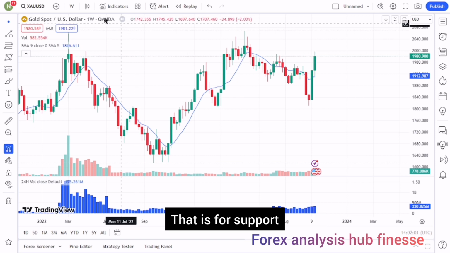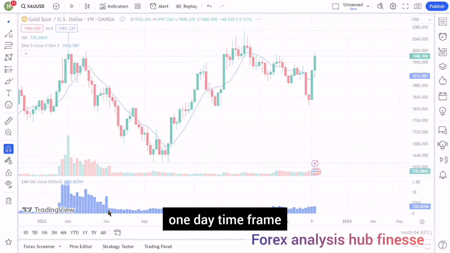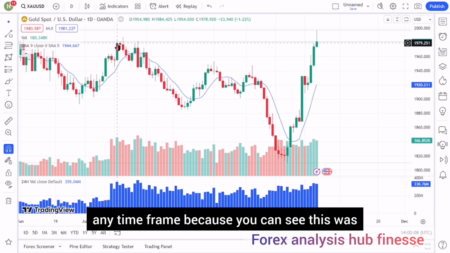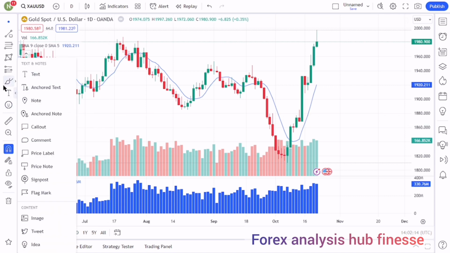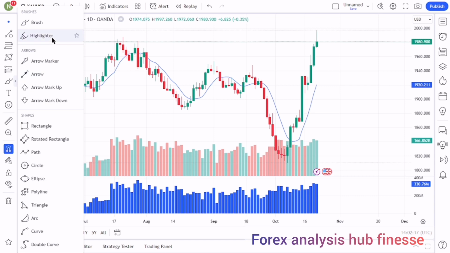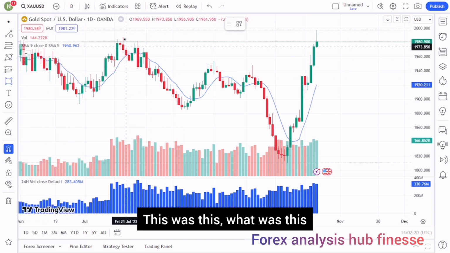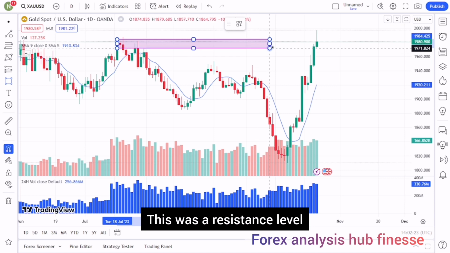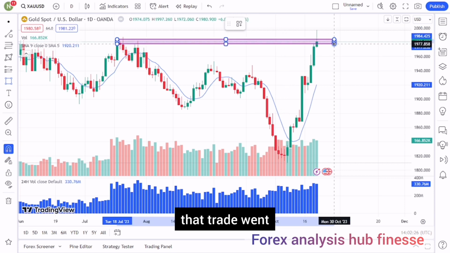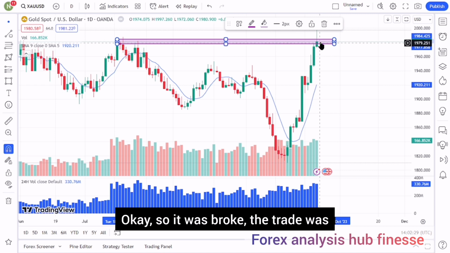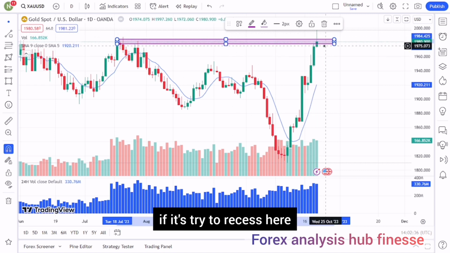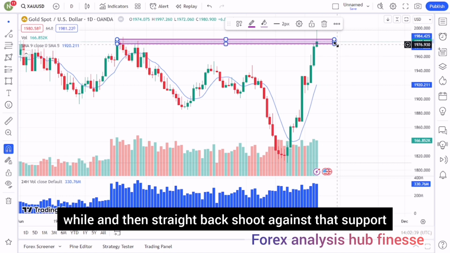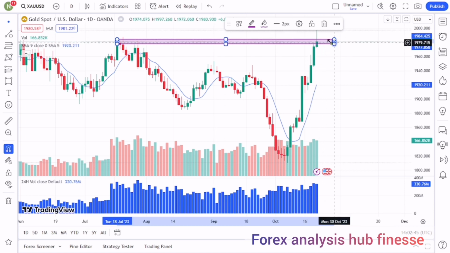That is for support, and it can work for the weekly time frame, the 1 day time frame, any time frame. Let's use the example of this. This was a resistance level, because that is the highest point that trade went. Okay, so it was broken. The trend was broken here. So that means if this was broken and it's trying to retrace here, it can retrace for a while and then shoot straight back against that resistance level, and this will be the support level.